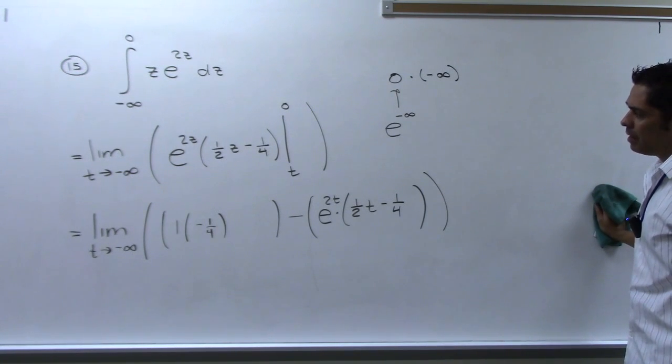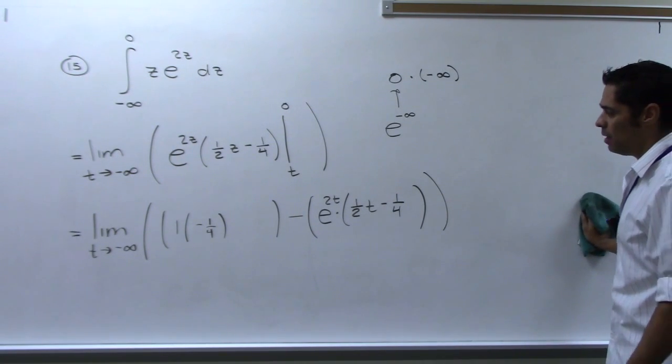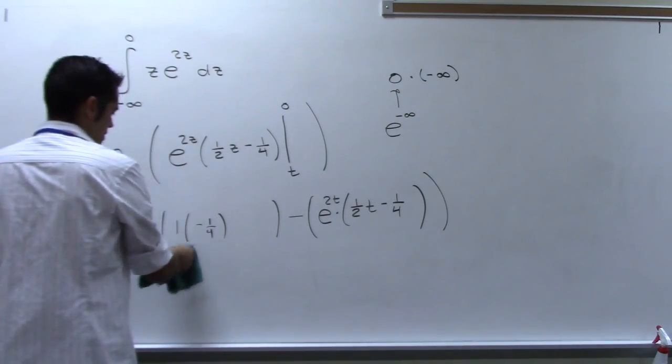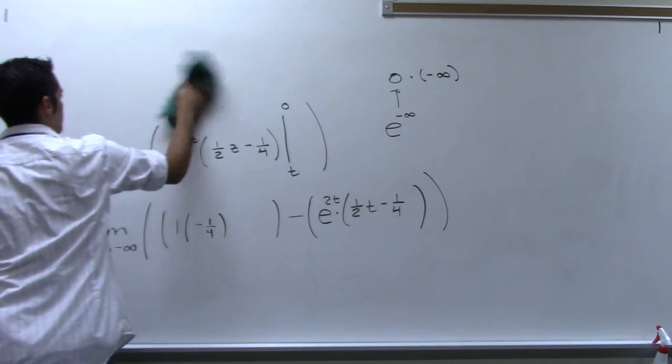This is something that we ran into, hopefully you ran into in Calculus 1. So what I'm going to do is try and remember what this was. This was negative 1/4, this first one.